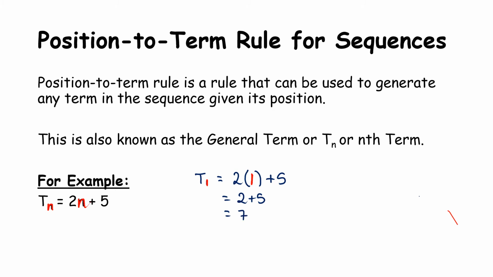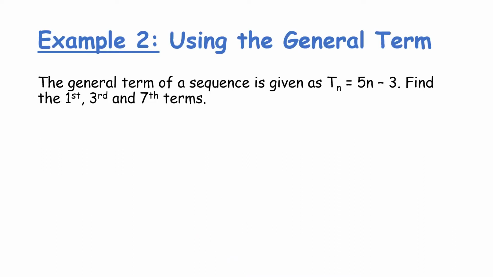I can jump even further. I can say, well, what about my 10th term? So instead of having to do all the terms in between, I can go straight to my 10th term. So I get 2 times 10 plus 5, and I'm just showing in red so you can see that substitution, which is 20 plus 5, which is 25. So a much more efficient method for when we're dealing with terms later on in the sequence.